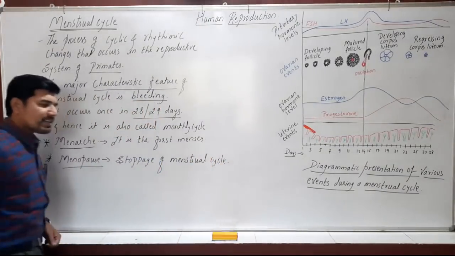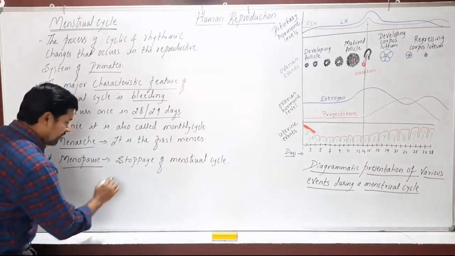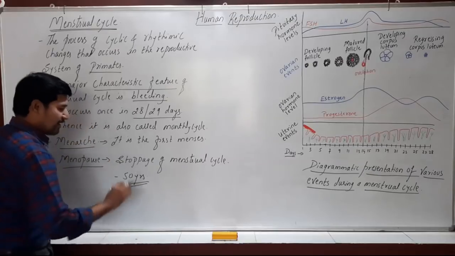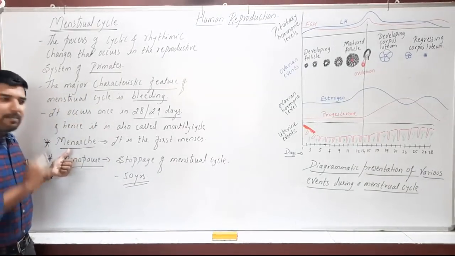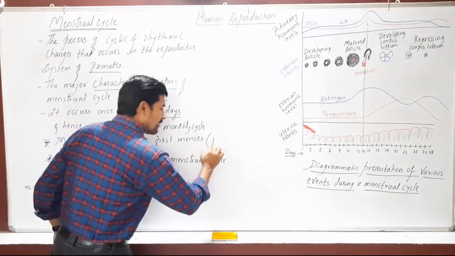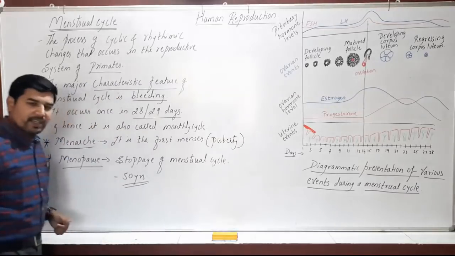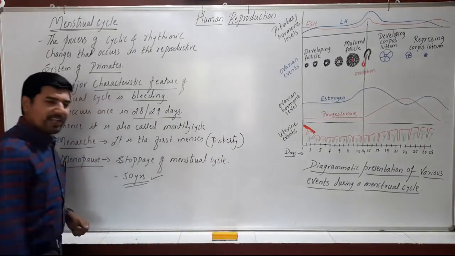The stoppage of menstrual cycle is said to be menopause. It occurs at the age of 50 years in females. So menarche occurs at puberty, and menopause occurs at the age group of 50 years.